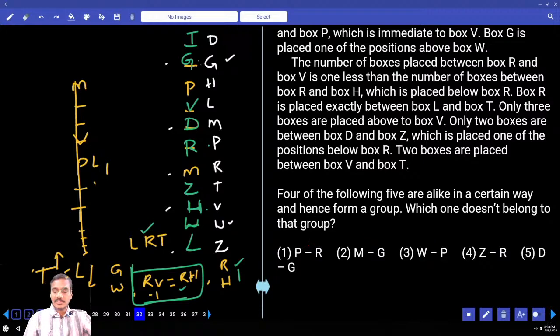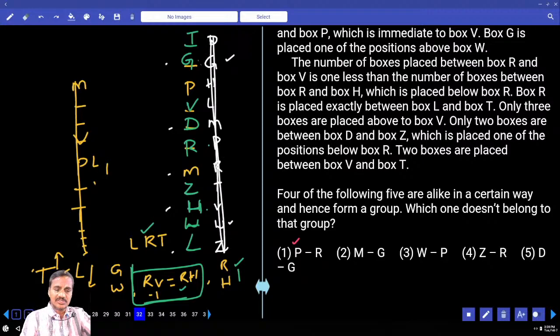How do you get it? Then P and R, and P is above this R. Right? First box P is above this R, is it fine or not? And next one M and G. Tell me where M is. Is M above this one or below this one? M is below this G. M and G, below this.